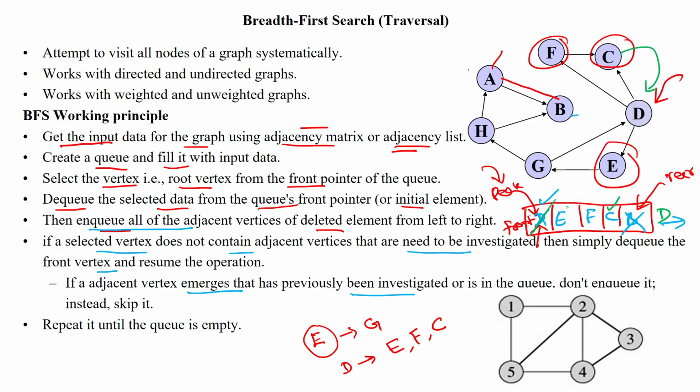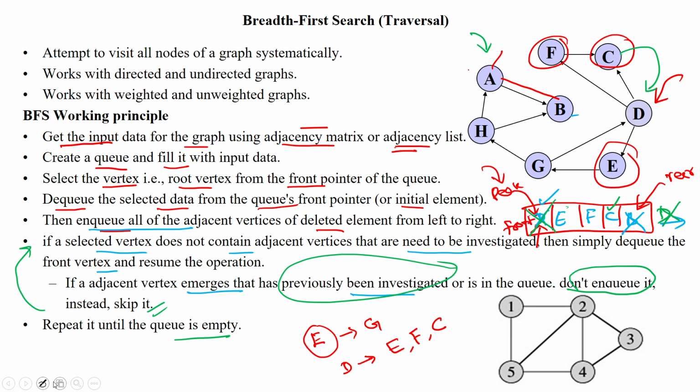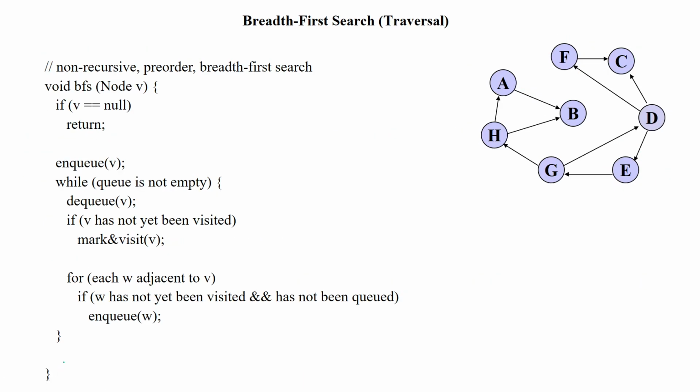But D is already visited. That means previously it was investigated, so no need to add it into the queue, we can skip that. If it is already visited or connected, it need not be enqueued into the queue. So we have to repeat this until the queue becomes empty, right? And also all the nodes have to be visited by connecting the path, right? So this is the way to use the breadth first search algorithm to find the shortest path.